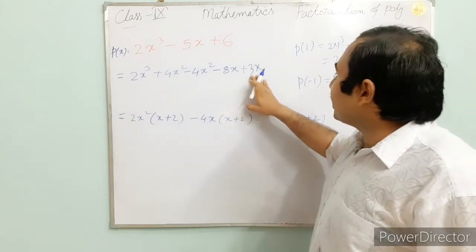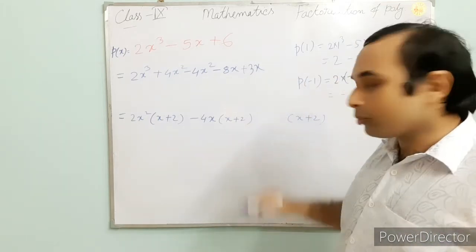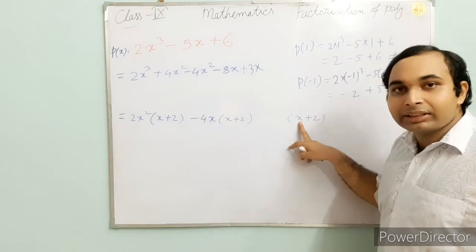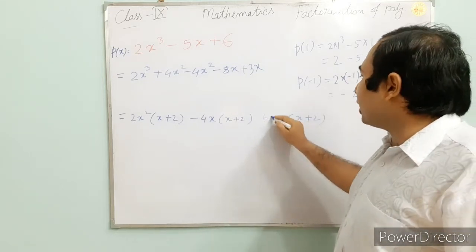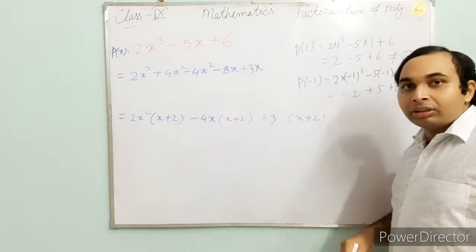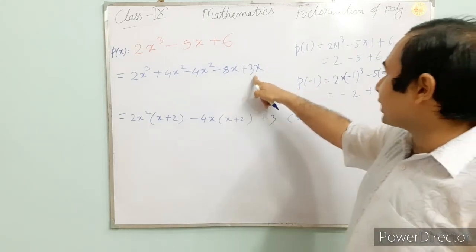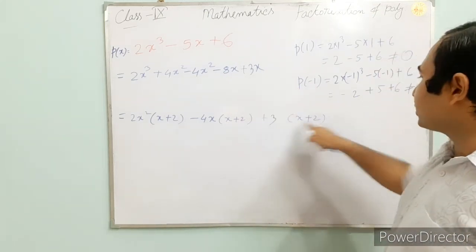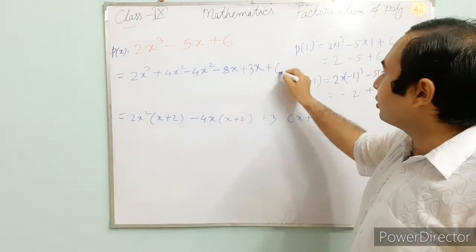Now we have to make this plus 3x here. How? Here one x is there, we have to multiply with plus 3 to get plus 3x. So plus 3x we have got here, and 3 into 2 it is coming plus 6.